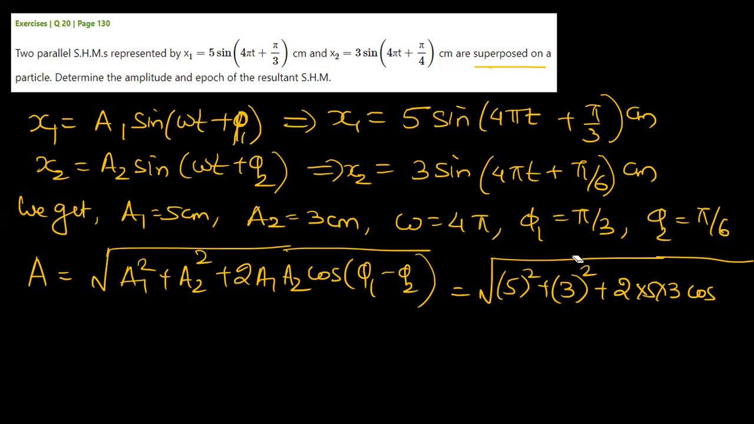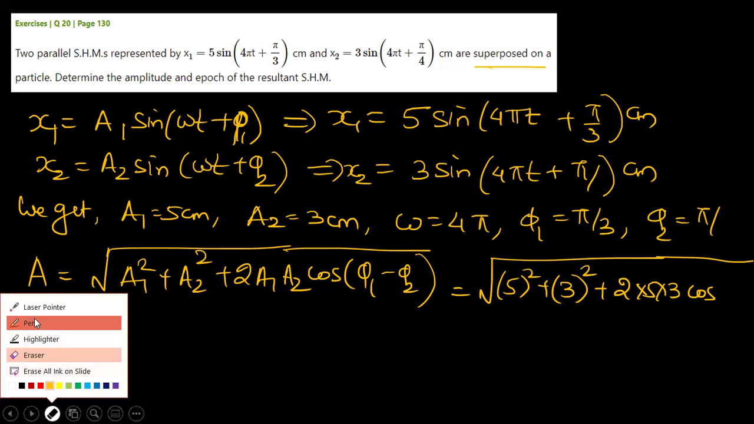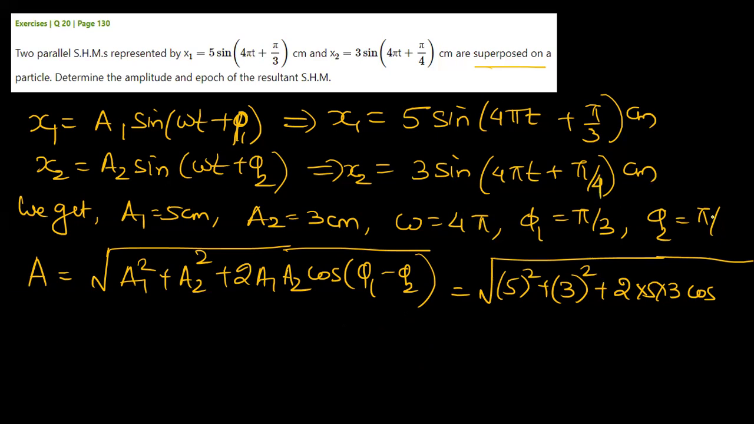Sorry, this is pi by 4. This is my mistake. This is not pi by 6. In x2, it is pi by 4. I mistakenly wrote pi by 6. So this will be pi by 4 over here. I have written the wrong value. Pi by 4.